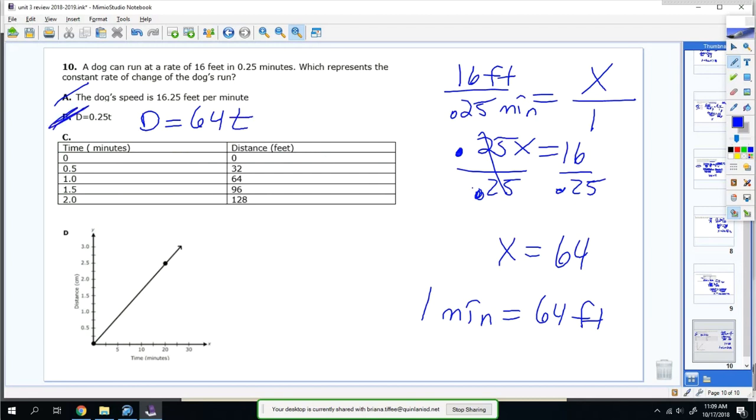All right, so now I'm going to look at my table. Well, at 0, you go 0. At 0.5 minutes, you go half of that, so it's 32, 64, and so on. This looks pretty correct. D, I'm comparing distance by time. And so here it says 20 minutes. I go like 2.5 feet, or it even says centimeters. So that's even more wrong. So now I know C is the correct answer.